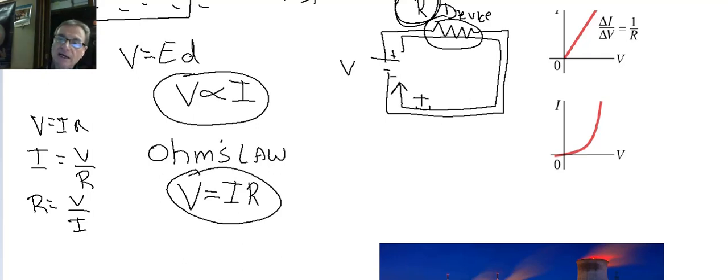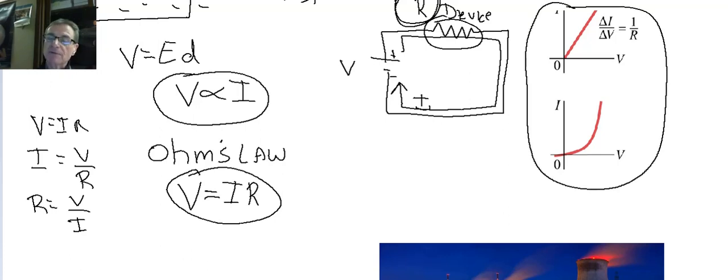Over on the right-hand side, we see yet another set of relationships. The relationship on the top is for a resistance that obeys Ohm's law. Not all materials, not all resistances obey Ohm's law. The ones that we're going to study in this chapter will obey Ohm's law, okay? And so there's a linear relationship between the voltage and the current. As the voltage increases, the resistance stays the same. It does not change, okay?